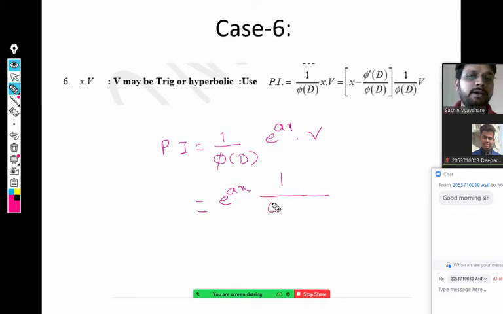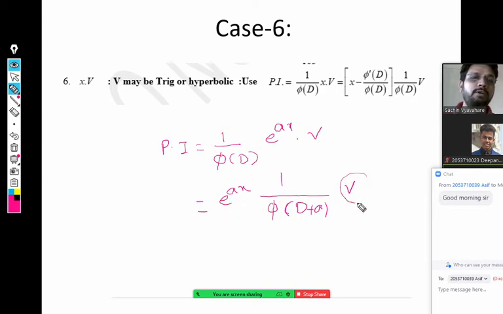we replace phi D by phi of D plus a, acting on v. So you can clearly observe here, to get the phi, we have to replace D by D plus a, and we take the exponential outside.